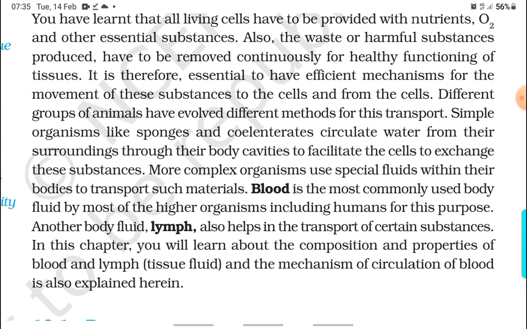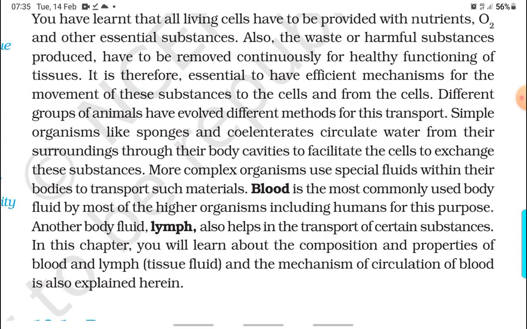It is therefore essential to have efficient mechanisms of the movement of these substances to the cells and from the cells. Different groups of animals have evolved different methods for this transport. Simple organisms like sponges and coelenterates circulate water from their surroundings through their body cavities to facilitate the cells to exchange these substances. More complex organisms use special fluids within their bodies to transport such materials.